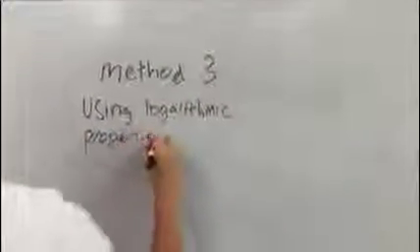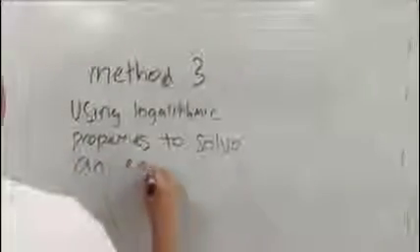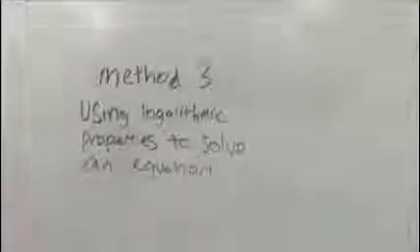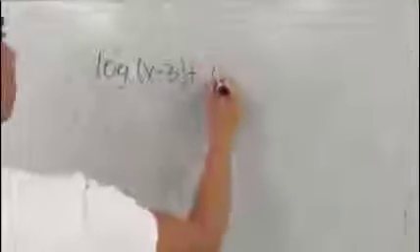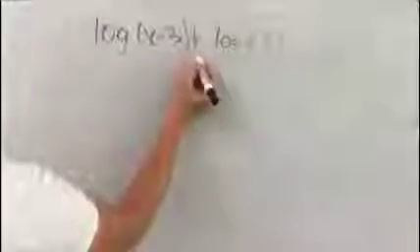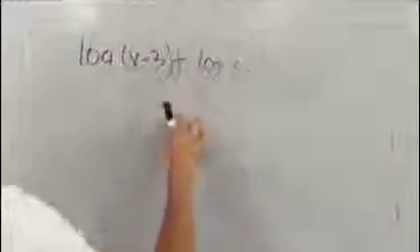Using logarithmic properties to solve an equation. So this is our problem. Since we are adding both logs, we can write it as multiplication. So we write it like this.